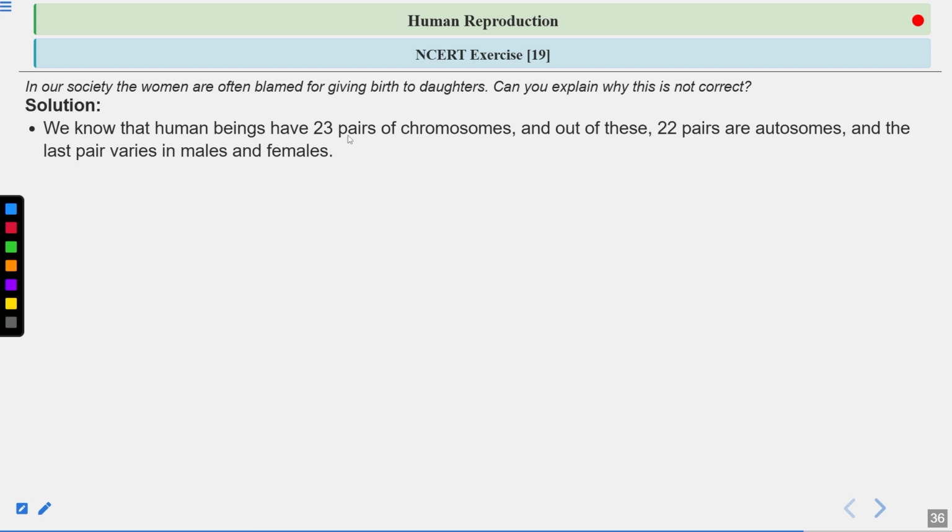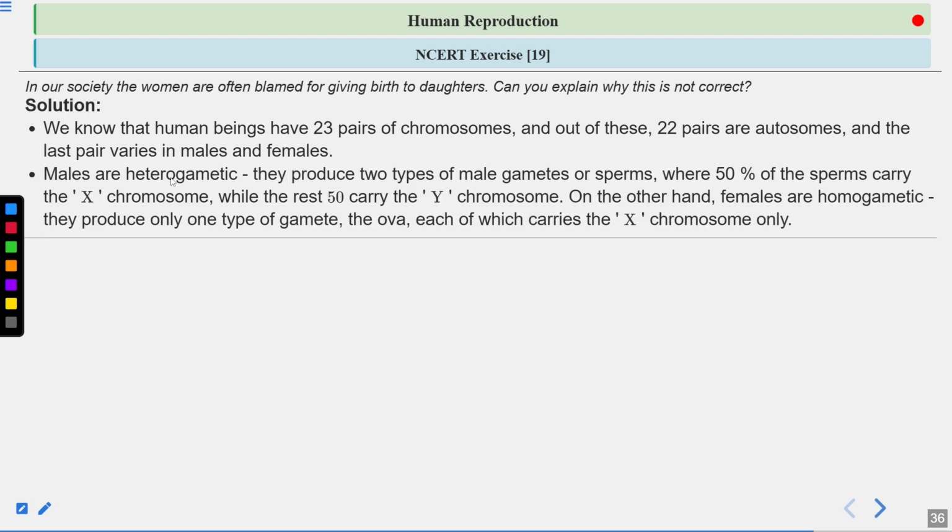Okay, humans have 23 pairs of chromosomes, 22 are autosomes, and the rest are the sex chromosomes. Males are heterogametic, meaning males produce two kinds of gametes. So 50% of the sperm will have the X chromosome, 50% of the sperm will have the Y chromosome. Females are homogametic, meaning they are producing eggs, and all the eggs, or the ova, will contain only the X chromosome. They are producing only one kind of gametes.